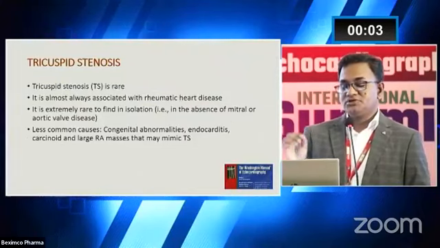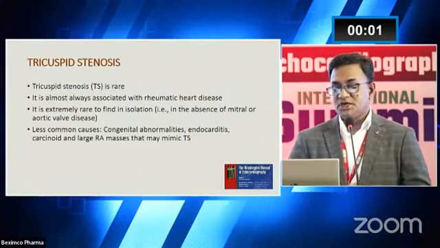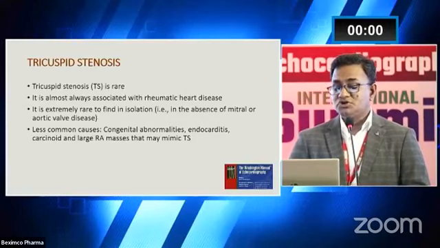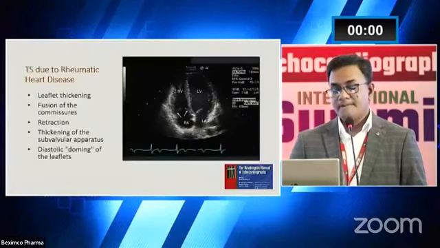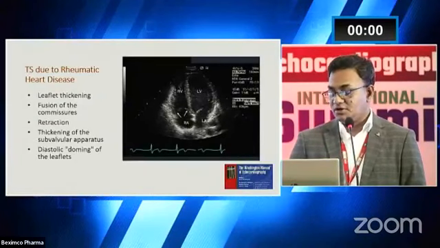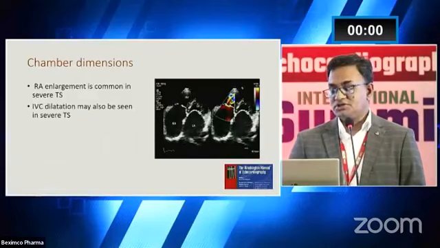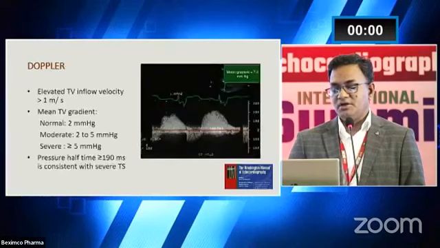And a few slides regarding tricuspid stenosis. Tricuspid stenosis is rare. It is almost always associated with rheumatic heart disease. It is extremely rare to find in isolation. And as it is associated with mitral stenosis, both chambers might be dilated, and there are also features like commissural fusion, shortening and thickening of the tips and cuspal thickening.